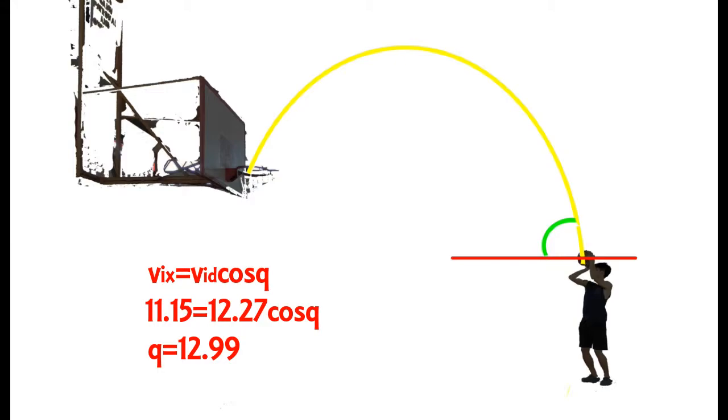In order for me to shoot the ball, I need an initial velocity of 12.27 meters per second and at 12.99 degrees.